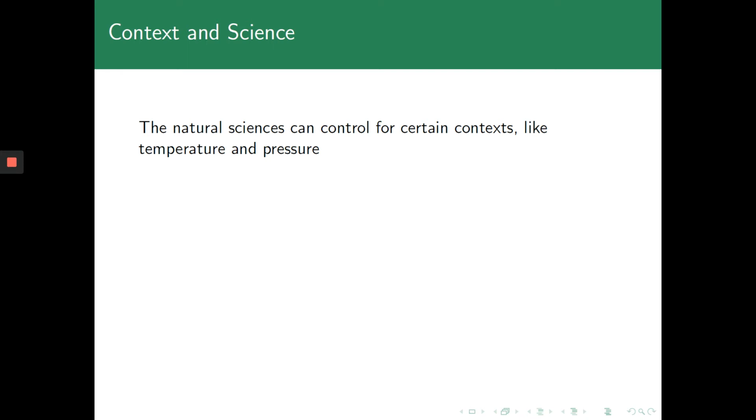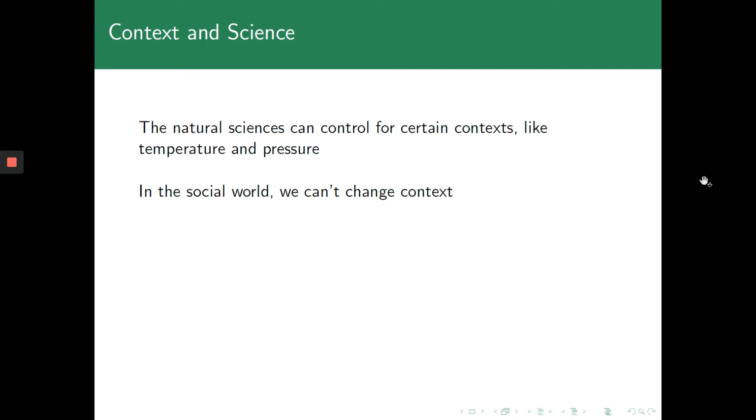Well, let me bring it back to the idea of the goals of science. The natural sciences can very easily, in most situations, control for certain contexts. In a laboratory setting, they can set the temperature, they can set the pressure, they can control for the various things that might affect, I'm not a natural scientist, it might affect how exothermic some reaction is. I don't know. In the social world, we can't change context. I mean, we can in certain situations, but a lot of times we can't.